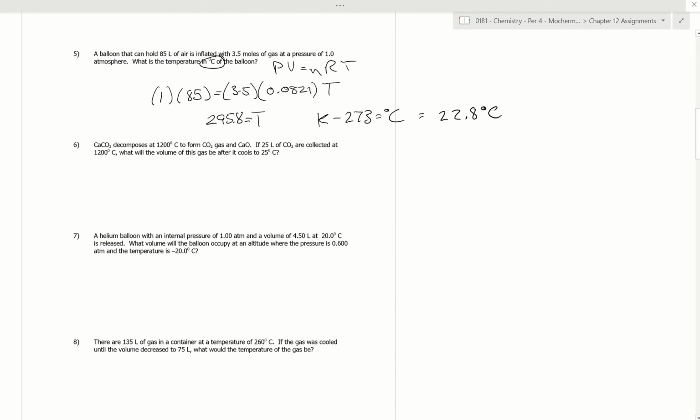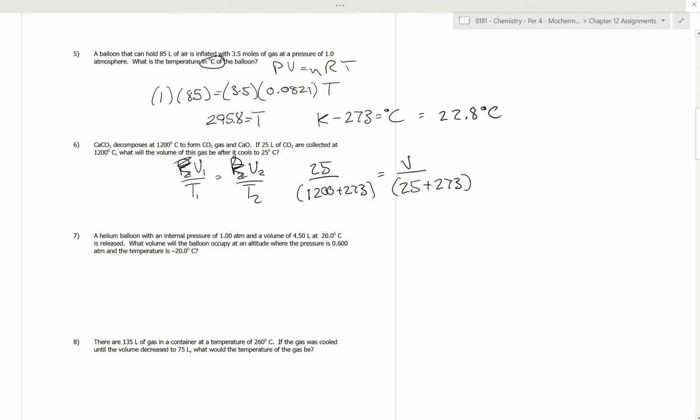All right, calcium carbonate decomposes at 1200 degrees Celsius. If 25 liters of CO2 is collected at 1200 degrees Celsius, what will the volume be after it cools to 25 degrees Celsius? Well, this is P1V1 over T1 equals P2V2 over T2, except there's no pressure in this again. So I just have Charles' law again. So 25 liters over 1200. Remember, I have to add 273 because it's got to be in Kelvin, and these are Celsius temperatures. So what will the volume be when the temperature is 25 degrees Celsius?